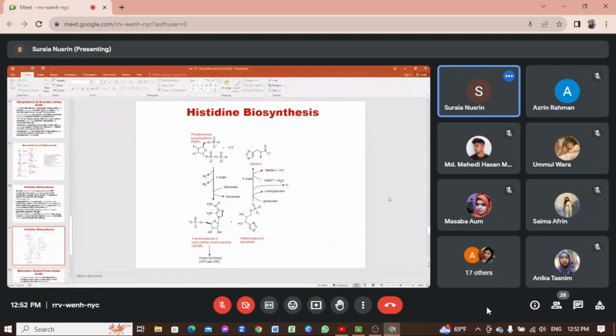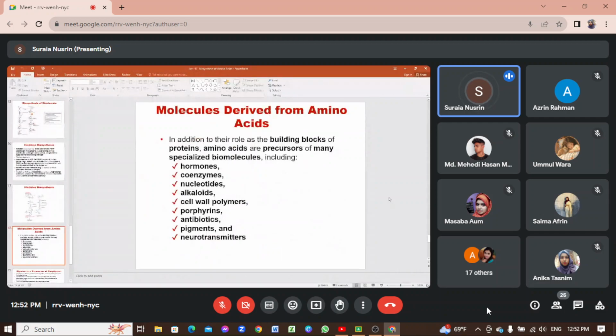Okay, so amino acids, we already learned, are the building blocks of proteins. But amino acids do not only function as building blocks of proteins; they are also precursors of many important biomolecules. The list is here, and some of you already know: hormones, coenzymes, nucleotides, alkaloids, cell wall polymers, porphyrins, antibiotics, pigments, and neurotransmitters.